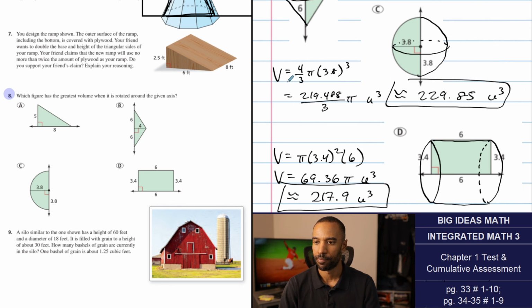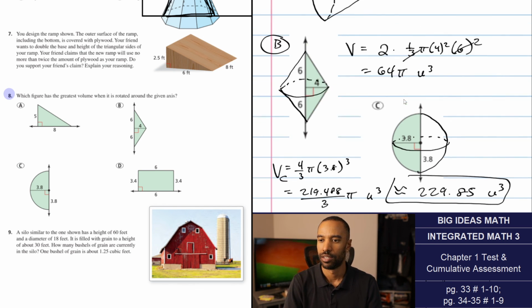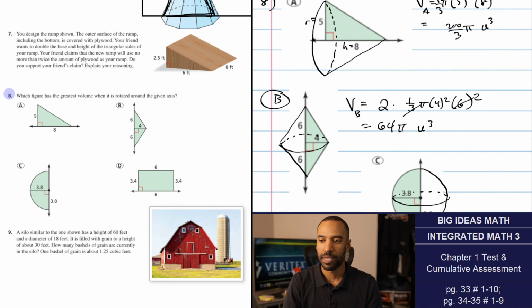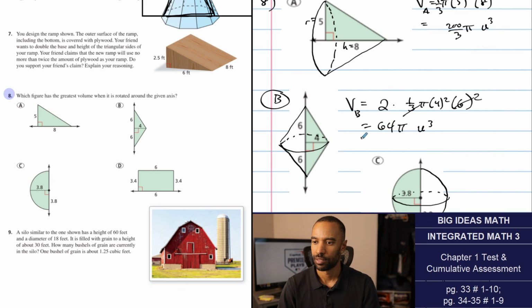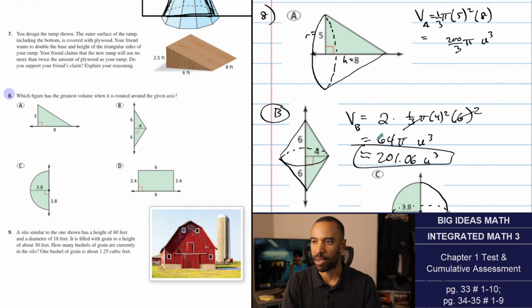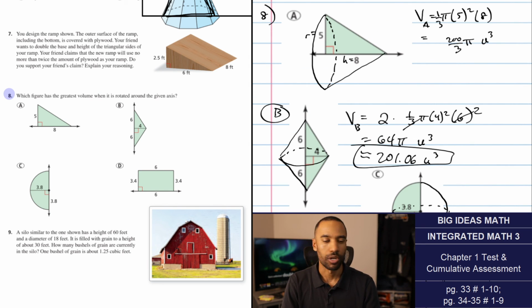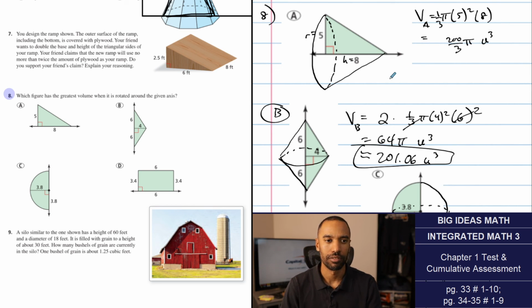When you don't know, guess C. Cubic units for C. Volume of C, volume of D, volume of B, and volume of A. B, I think, loses, 64 pi, 201.06. Yeah, that's on the back end. And A is like third place or whatever. So 200 pi, 209.44.